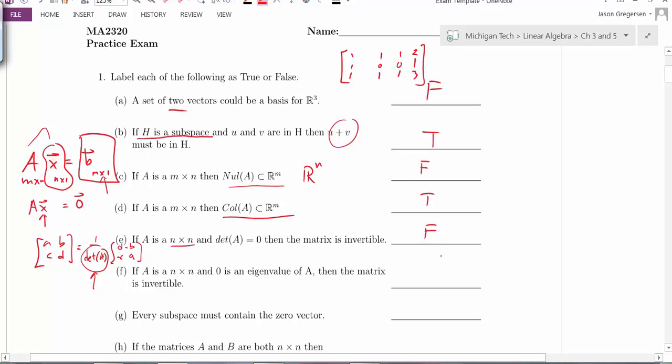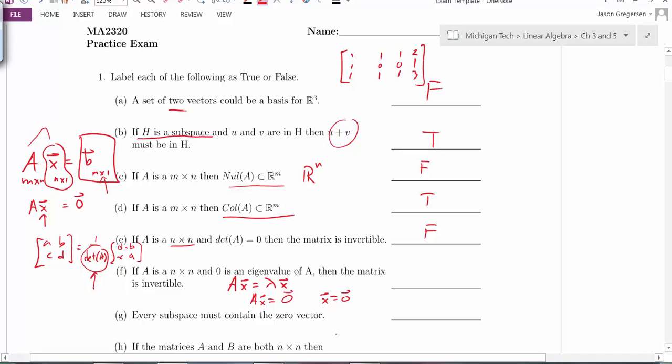The next one says if A is an n by n matrix, a square matrix, and 0 is an eigenvalue of A, then the matrix is invertible. So let's write out that eigenvalue equation. Ax equals lambda times x. So if this equation is true, then lambda is an eigenvalue of A and x is the associated eigenvector. But if we're looking at 0 as an eigenvalue, that would simplify to this equation. But then if A was also invertible, we would be left with just this. That would be the only possible solution.